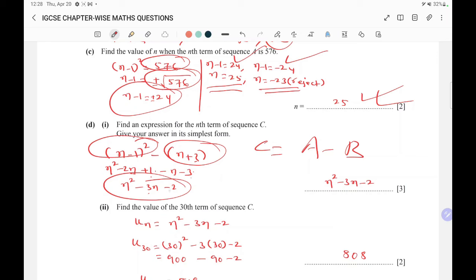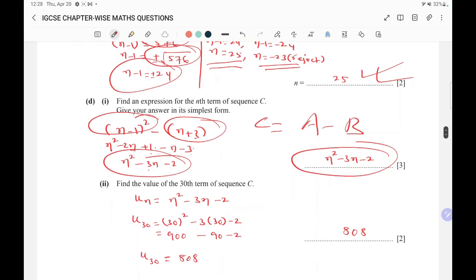By the way, this is n squared minus 3n minus 2, which will be here. Now find the value of the 30th term of the sequence C. So just put n equals 30 over here. So 30 squared minus 3 times 30 minus 2, which is 808.